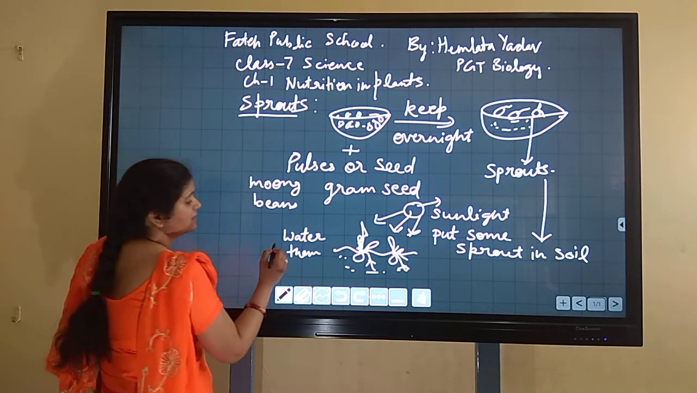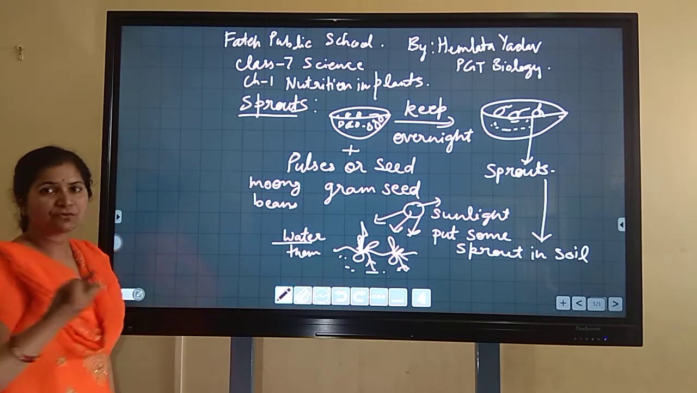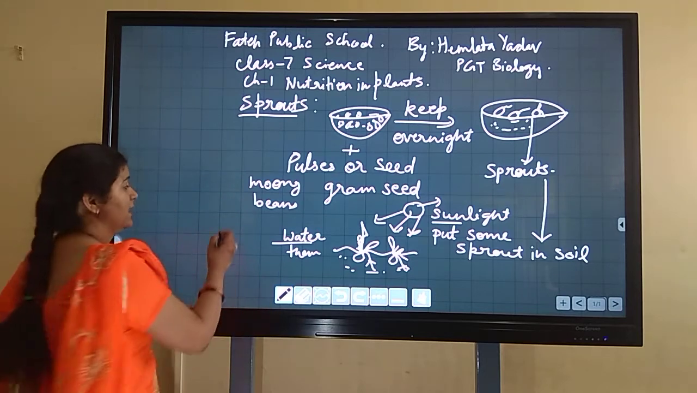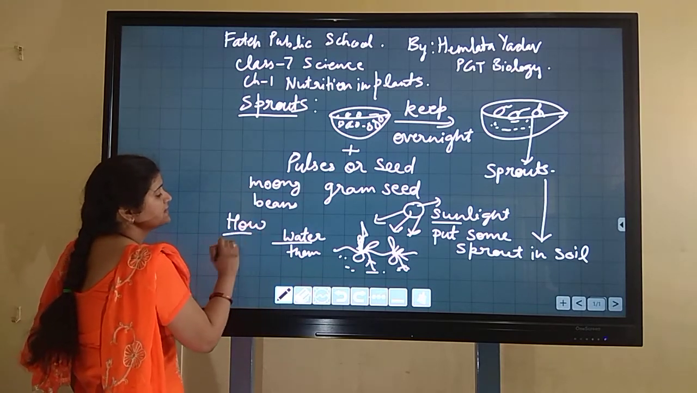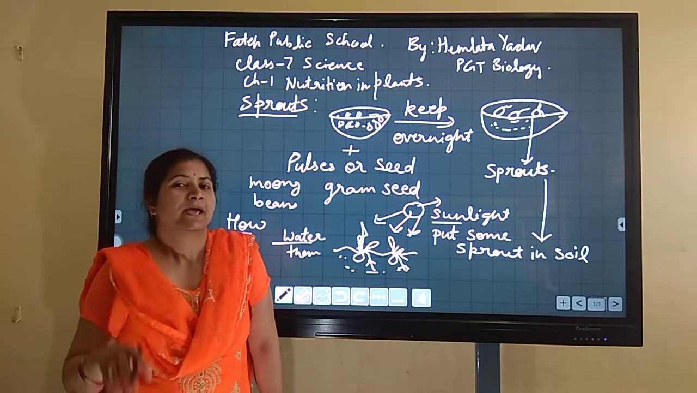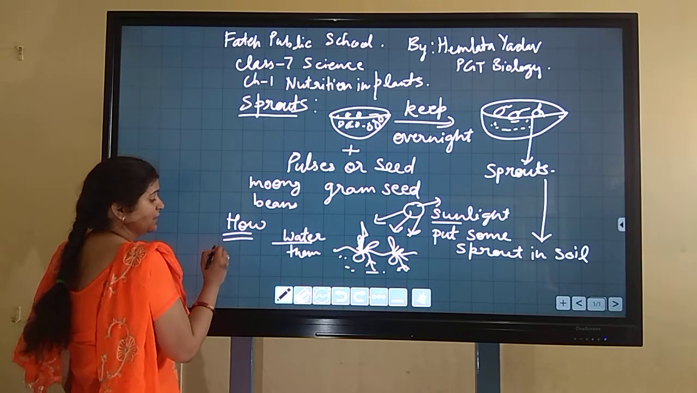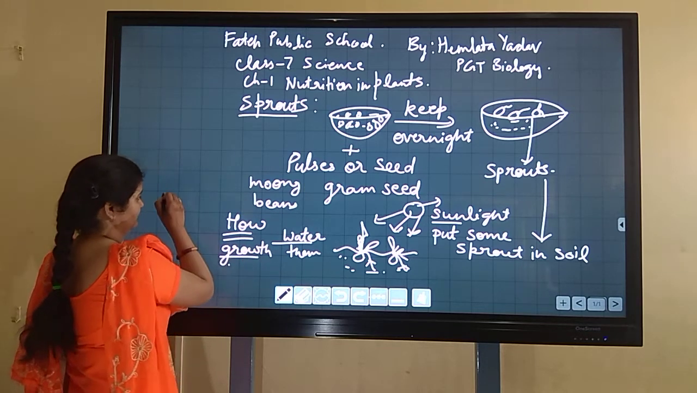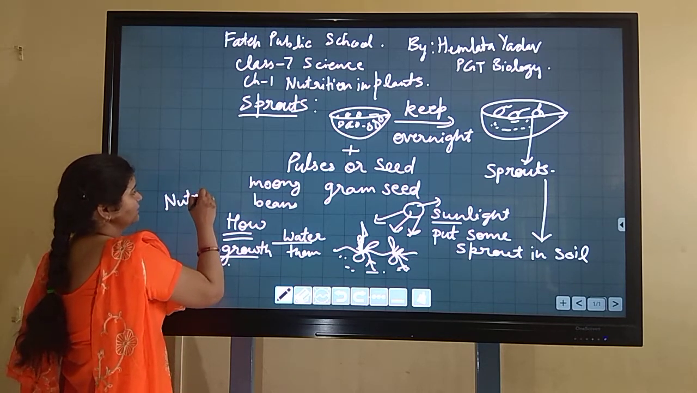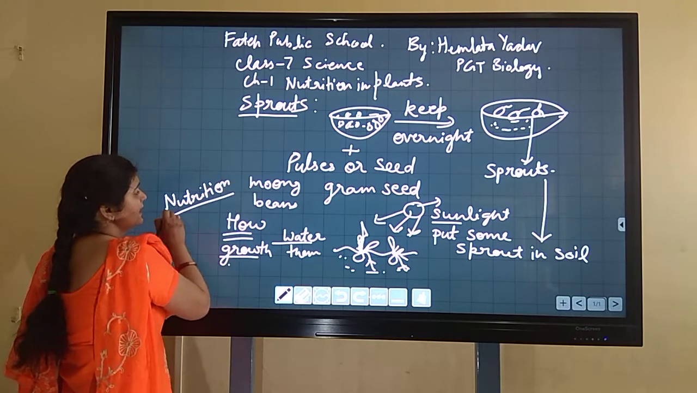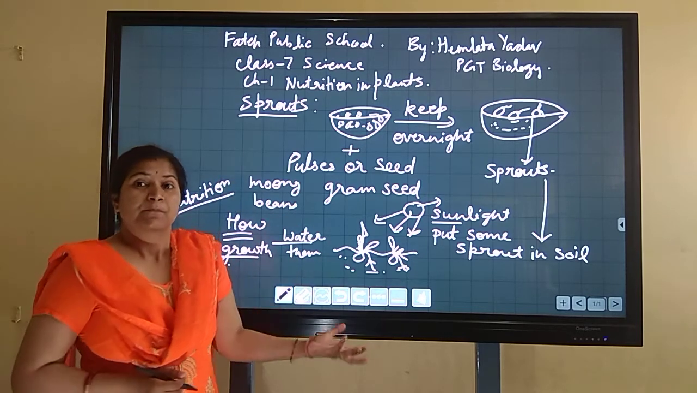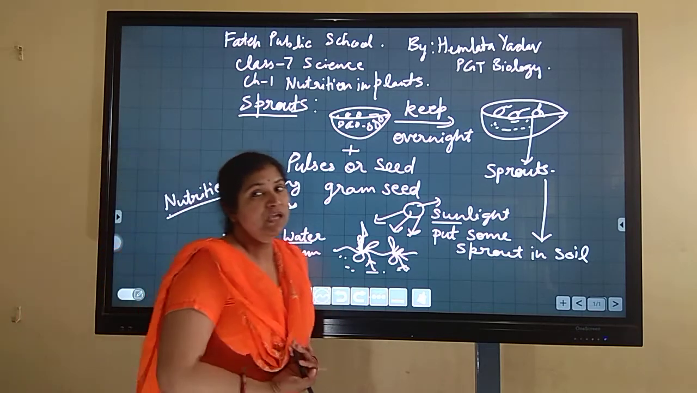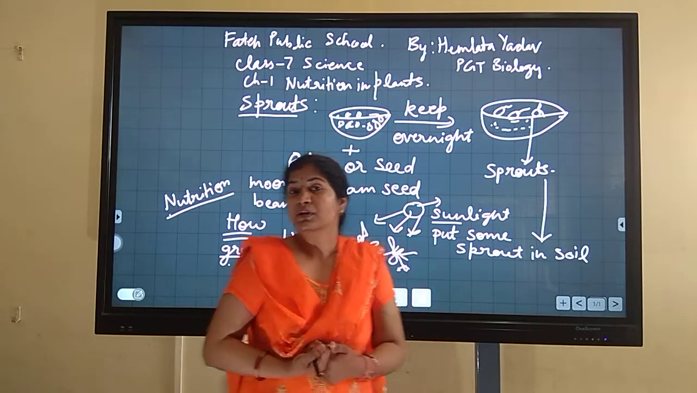So why has this occurred? This occurred due to absorption of water and absorption of sunlight by the growing plant. And how does it occur? Because a plant is a living organism. It is also growing because of its nutrition. So nutrition is the taking of food by the plant. Plants also need food, as we humans also require food.